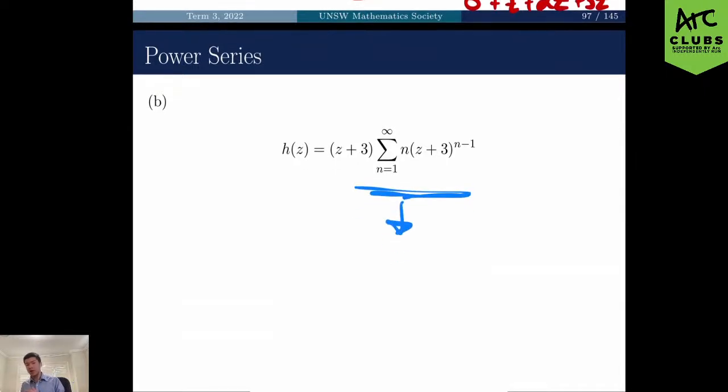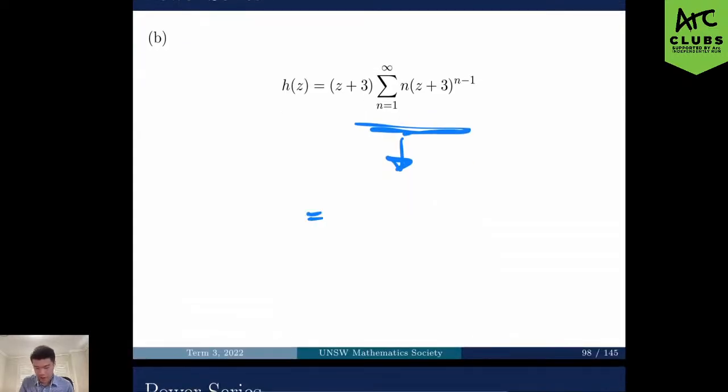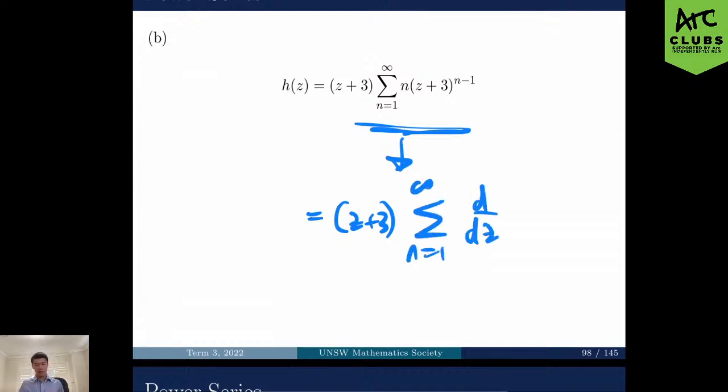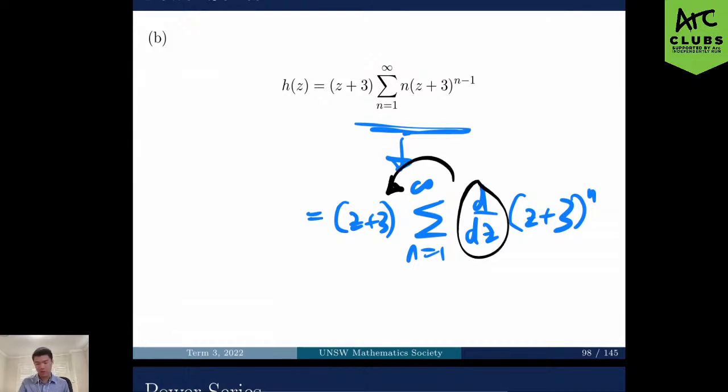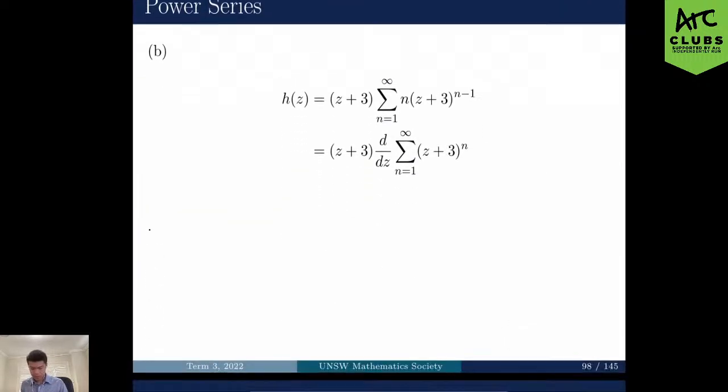And at this point, you can now write each individual term as a derivative of a simpler power term. So if you write that out, you get z plus 3 times d on dz of (z plus 3) to the power of n. And so what we know then is that you can now take this out, because you can differentiate term by term. And then what happens is you've just got a geometric series here.